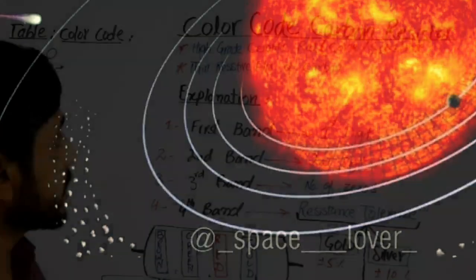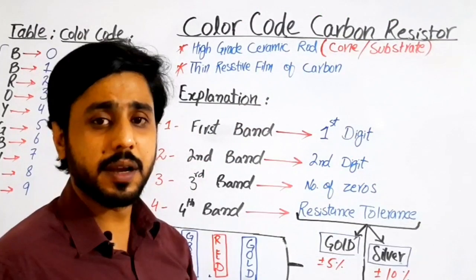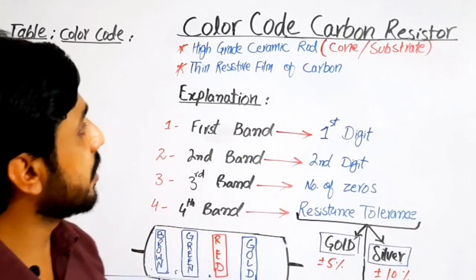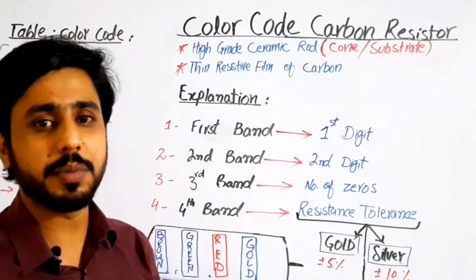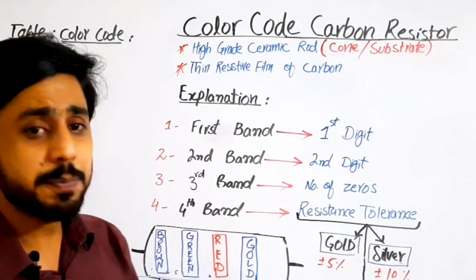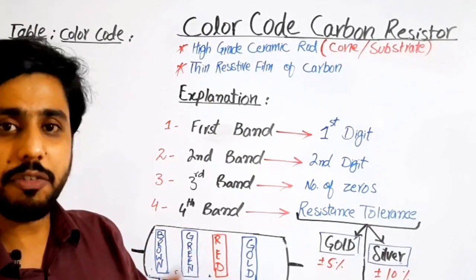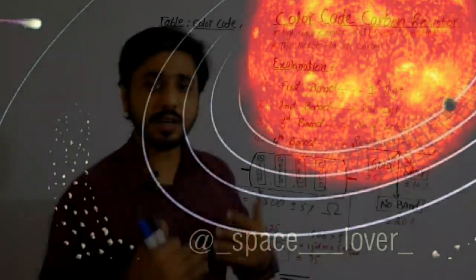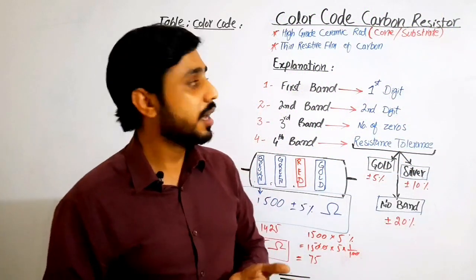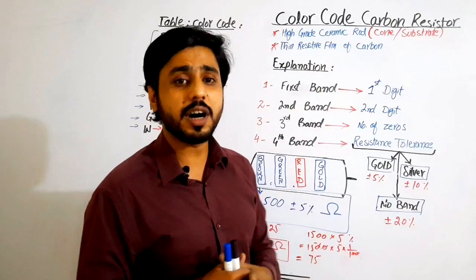So the second term is carbon resistor. A carbon resistor is a resistor which is made of carbon, and the purpose of a resistor is to resist the flow of electrons or the flow of current. There are different types of resistors. Here we discuss the carbon resistor.